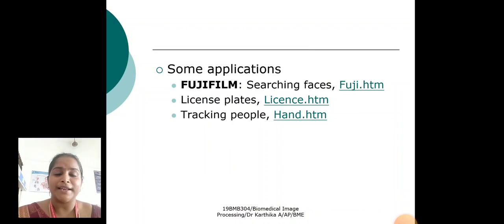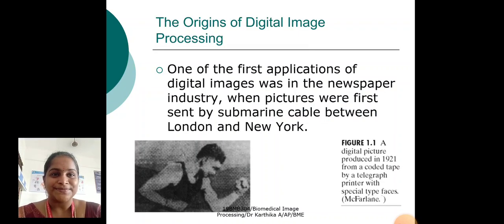And normally digital image is used in many applications. Here mainly it is used for searching faces, license plate identification and tracking people. For that we are using digital image. And the origins of digital image processing: one of the first applications is in the newspaper industry, when pictures were sent by submarine cable between London and New York. This is the first application of digital image processing.